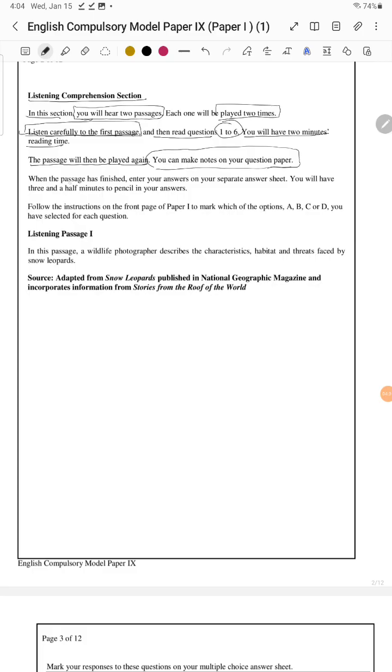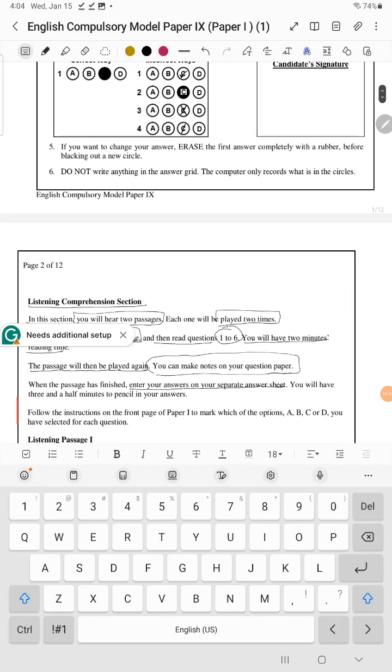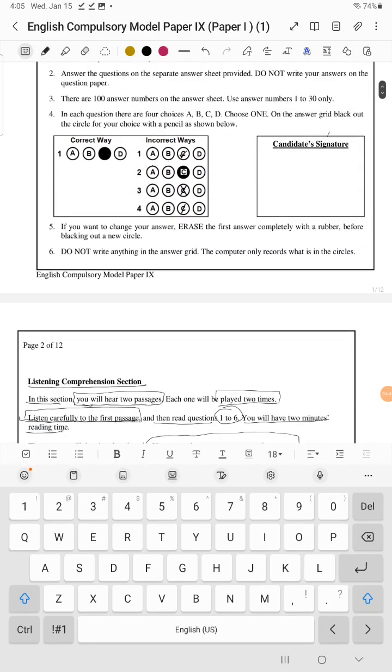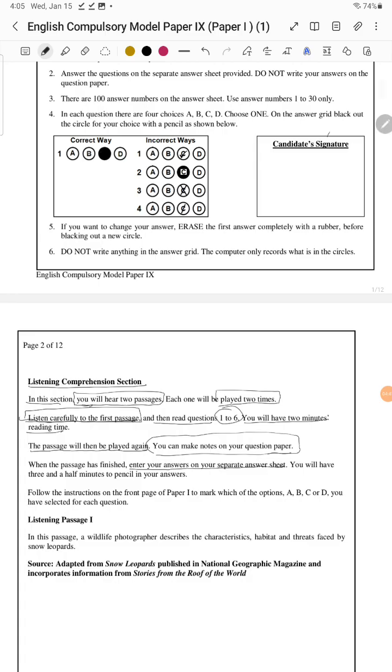Then, when the passage has finished, enter your answers on your separate answer sheet, that is the OMR sheet, and the OMR sheet looks like this. You have to encircle the options like this. B option is over here, so you have to encircle option B totally with the pencil, not with the pen, and you have to circle like this. Make sure that the borderline doesn't cross the edge of the circle. I think I have crossed it, but no problem. You must be familiar with that.